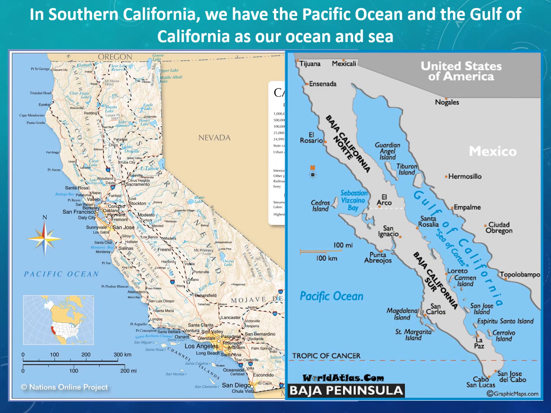In Southern California, we have the Pacific Ocean and the Gulf of California as our ocean and our sea. Here is a map of both the California coast and the Baja Peninsula, with the Pacific Ocean and Gulf of California labeled on each.